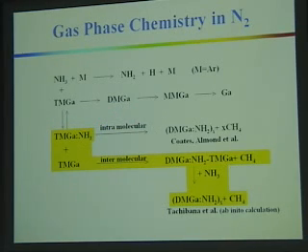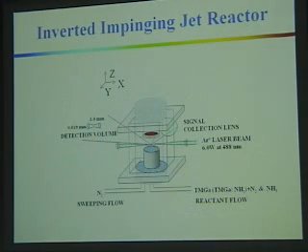It can form by an intermolecular route, or it can also form, we believe, by an intramolecular route. The kinetics of these reactions are not known. In fact, this reaction was only postulated. So one of the first things we looked at was to try to study the kinetics of this process. And we did so in an impinging jet reactor.